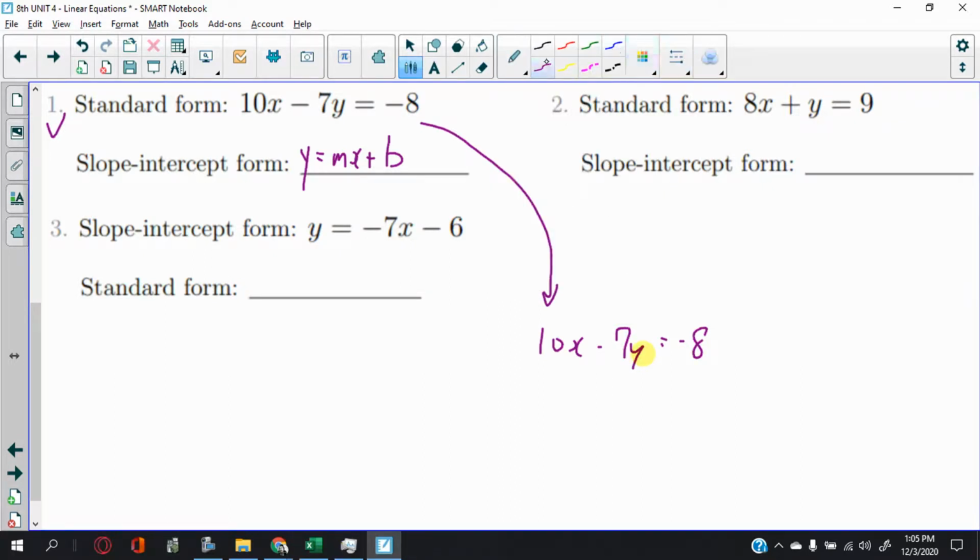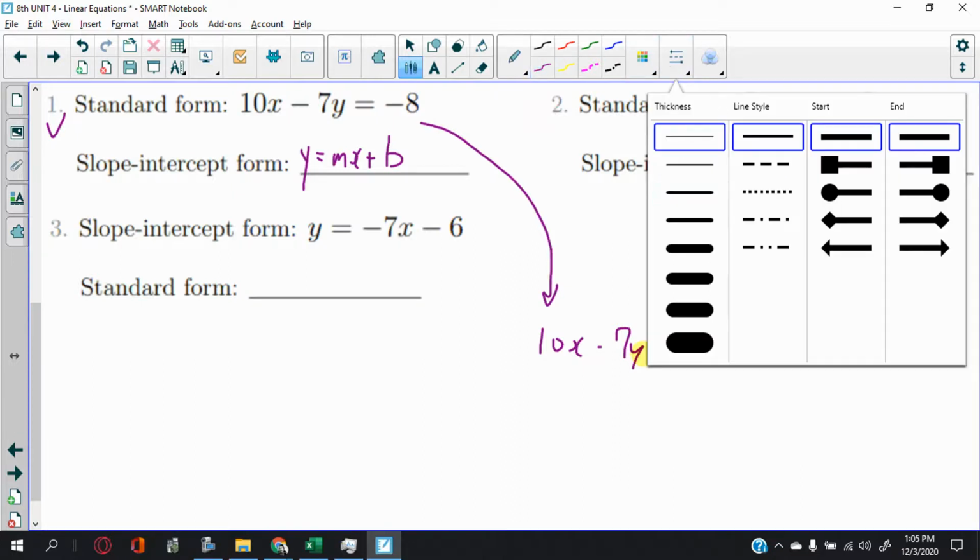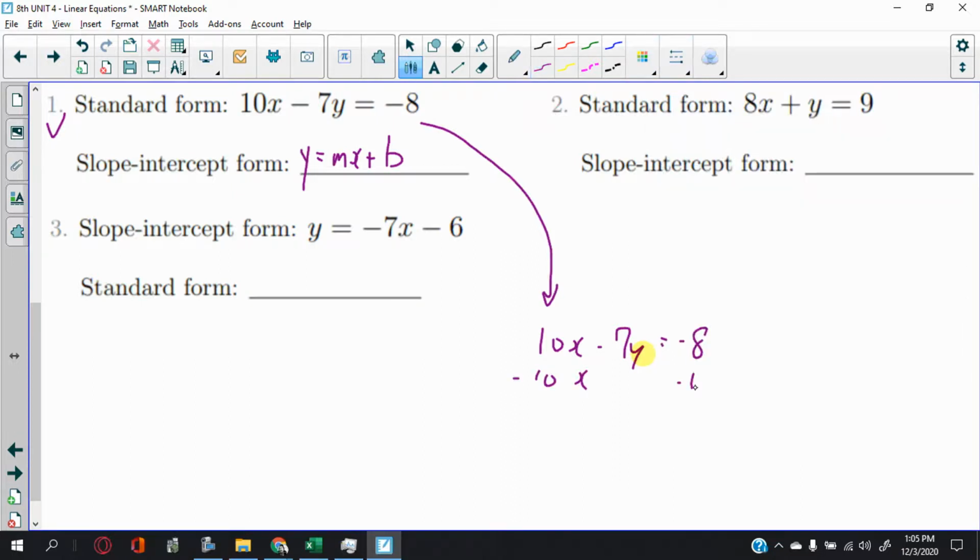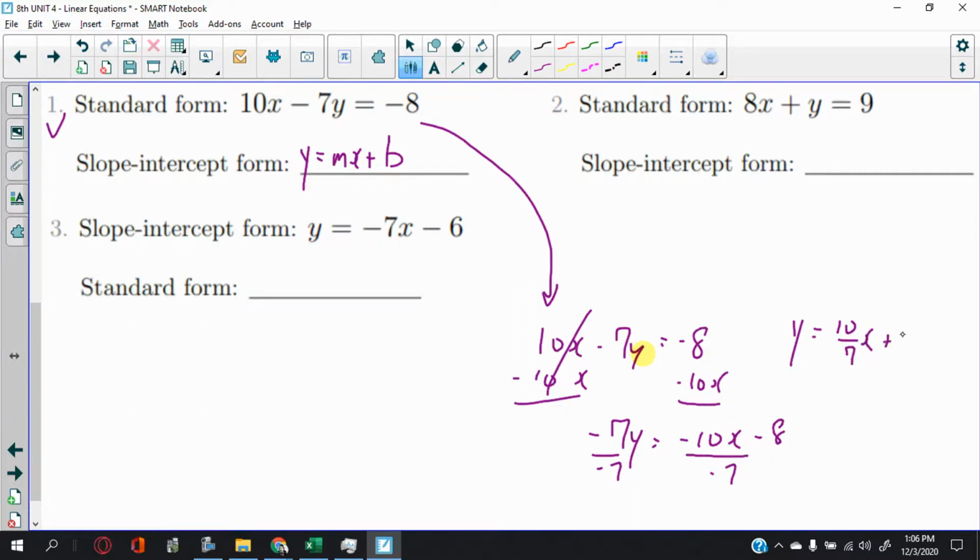So let's see then. We're going to subtract 10x on both sides. So that cancels out. I'm left with negative 7y. Rewrite. Negative 10x minus 8. Divide both sides by negative 7. Right? And I have y equals 10 over 7x. Now, negative divided by negative is a positive. Okay, and that's it. That's the form.